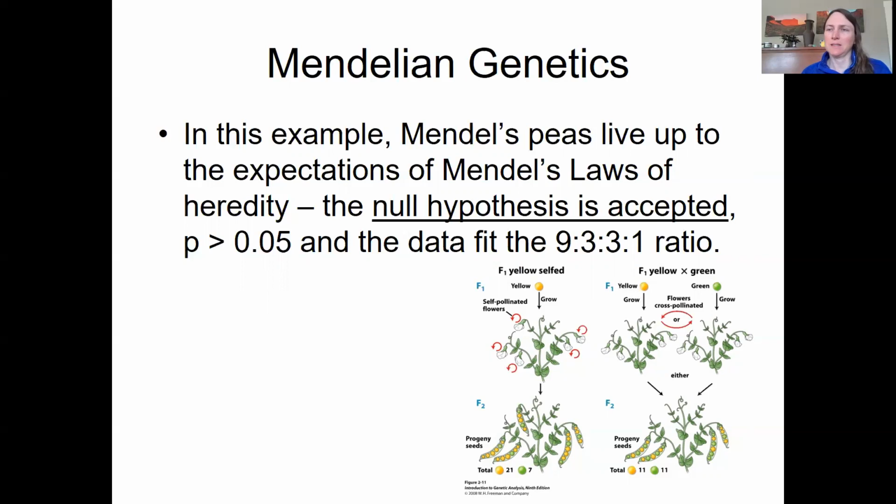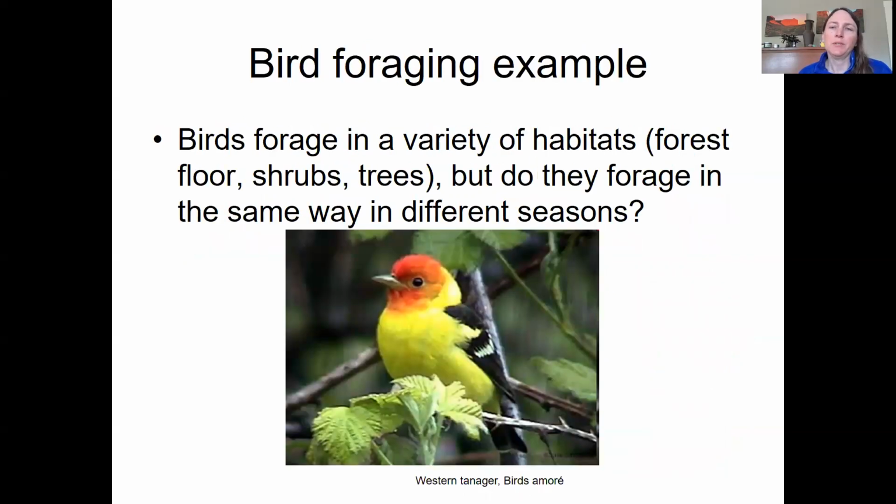Okay, so this is kind of an example of when we don't want to reject the null hypothesis, and you can use statistics in this way. Okay, we'll go into another example, this time bird foraging, so more of an ecological example.